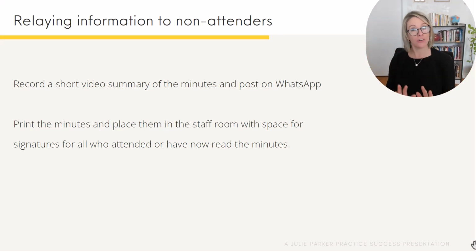Or if they were a non-attender, that they have actually read those team meeting minutes, and then they tick off. And so that's a very effective way, because you're catching people in a moment where they've got a couple of minutes to read through something. Even better, they've got the other team members there too.